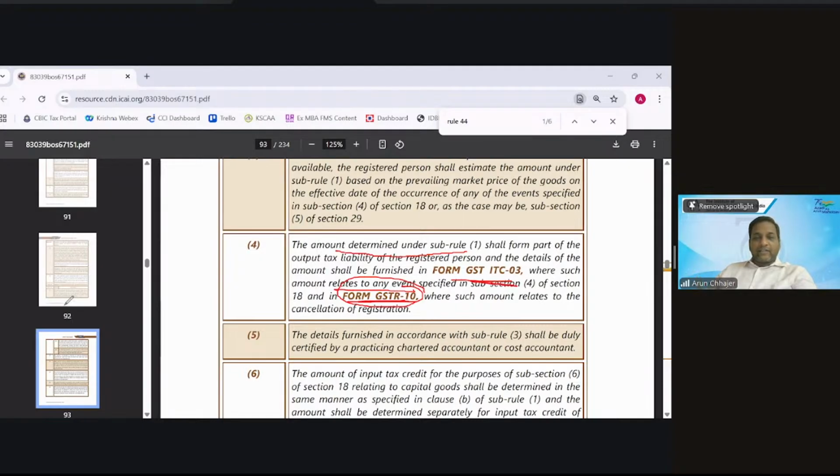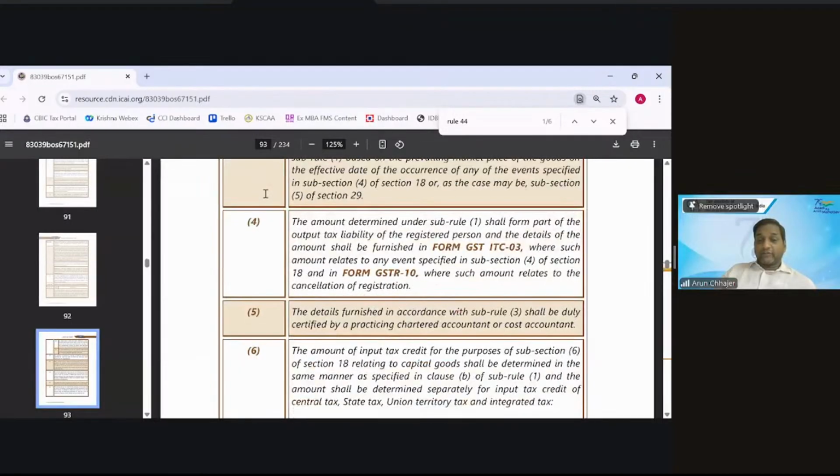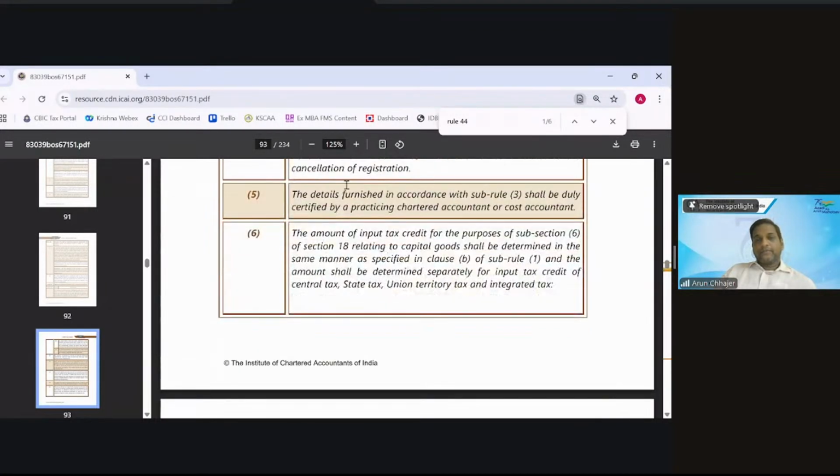Whatever the amount you have furnished in sub rule 3, market price, when invoice not available, then you need to take the certificate from chartered accountant. Very, very interesting. Amount of the ITC for the purpose of 18.6. Now please note 18 subsection 6.